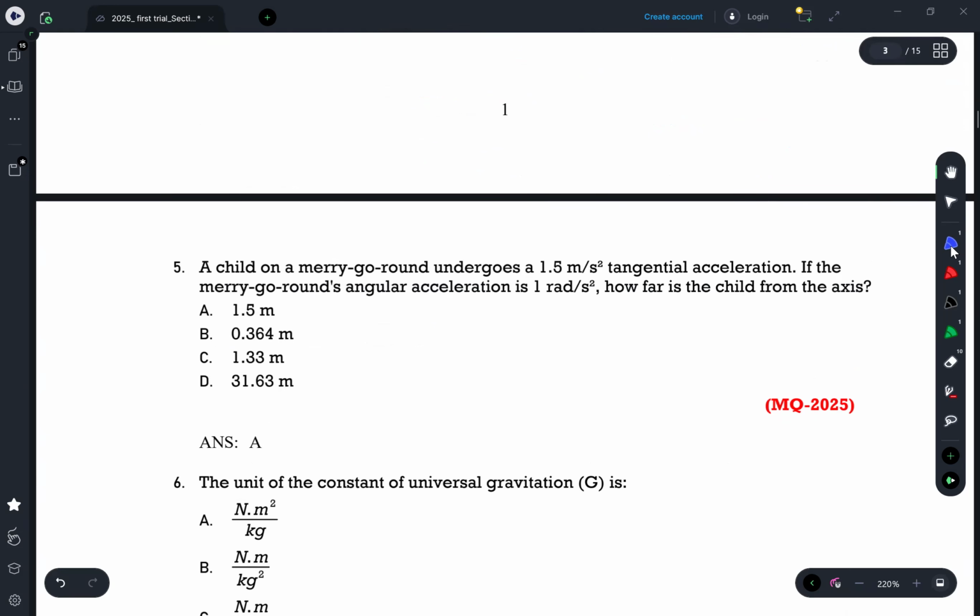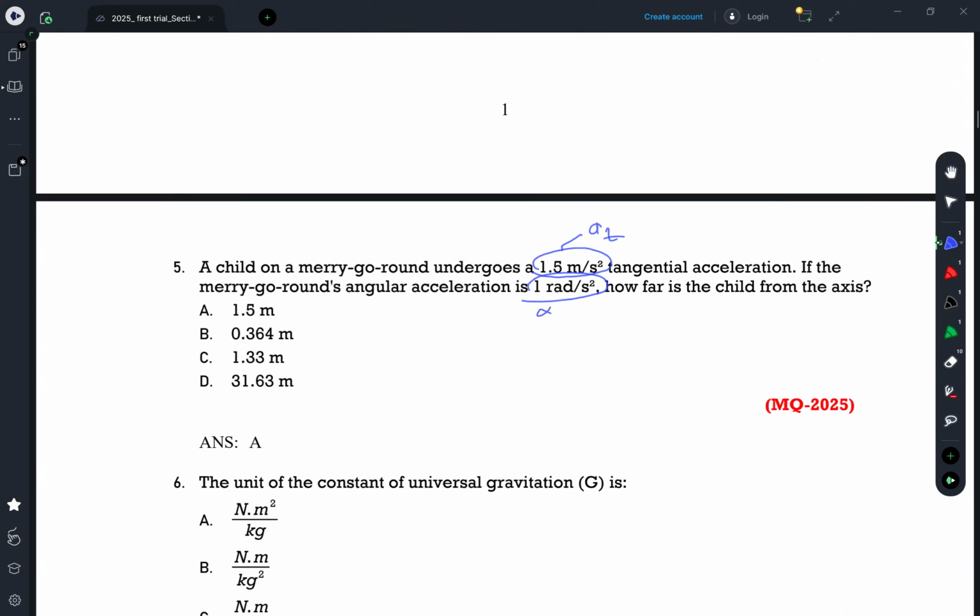Next question is about a merry-go-round. A child on a merry-go-round undergoes 1.5 meter per second squared tangential acceleration. So a_t is given. If the merry-go-round's angular acceleration alpha is given, how far is the child from the axis? The child's body follows a circular path, so it's a circular motion. And how far from the center the child is means: what is the distance from the center to the circle?